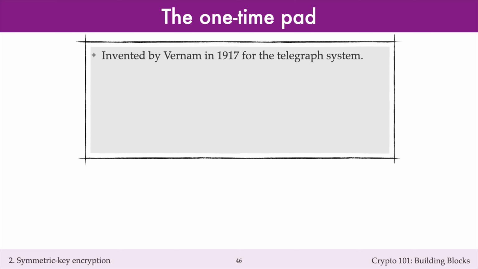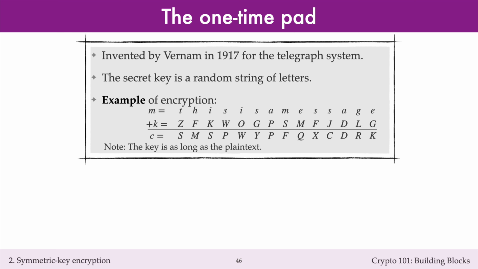The one-time pad is a symmetric key encryption scheme invented by Vernam in 1917. The secret key is a random string of letters. By random, without further qualification, I always mean uniformly and independently at random.